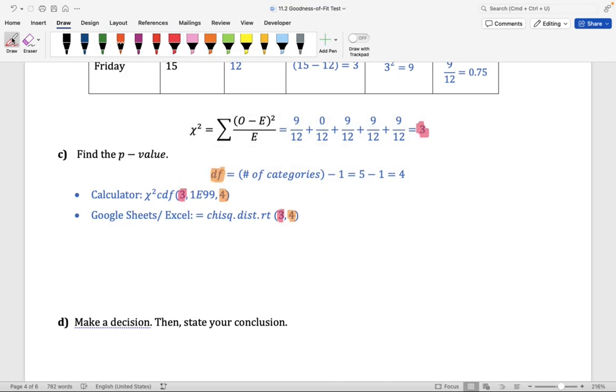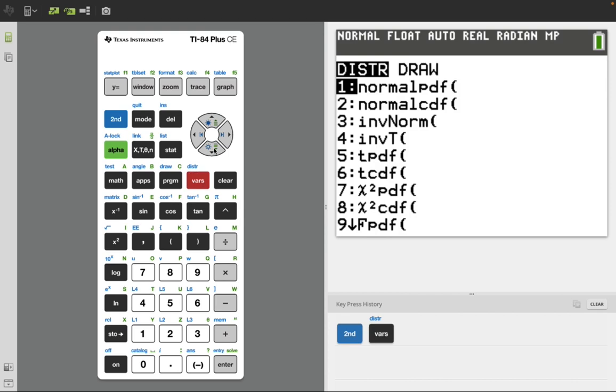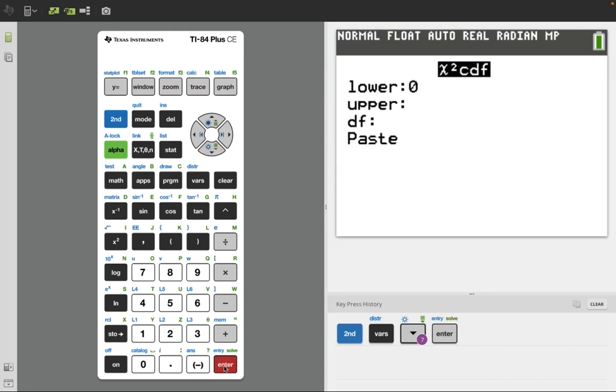Let me show you how to do this on a calculator and how to do it on Google Sheets. On the TI-84 calculator, you need to press second and then press VARS. You're going to get the list of the distributions. You're going to go down until you see the chi-square CDF distribution. For me, that is option number 8. Press enter. And now you're being asked to enter the lower bound, the upper bound, and the degrees of freedom. Again, the lower bound is going to be the test statistic.